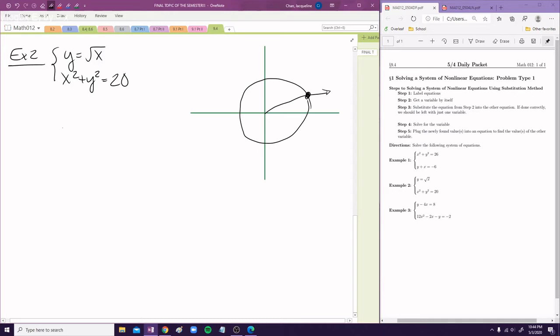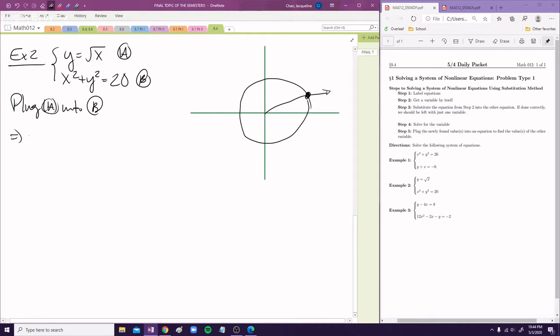All right? So let's solve it. Step 1, we want to label. So I'll label this A and this one B. Then step 2, we want to get a variable by itself. But if you look at equation A, the variable is already by itself. So step 2, done. Now for step 3, we're going to substitute the equation from step 2 into the other equation. So we're going to plug A into B.